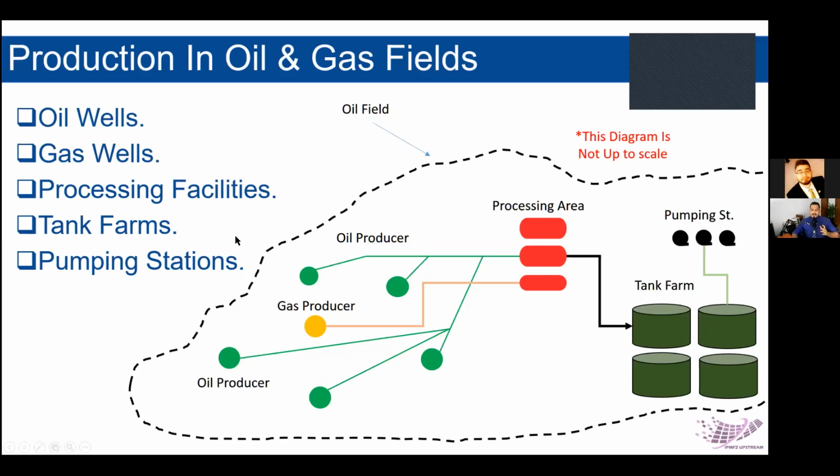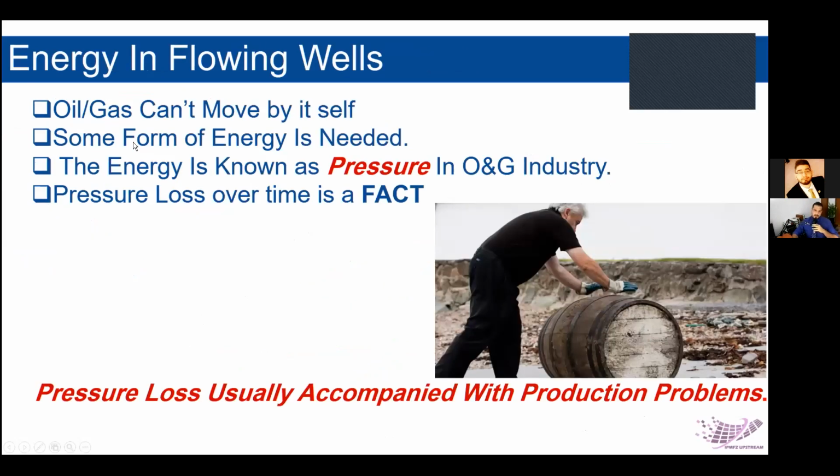Okay, so as production engineers, what we are mainly concerned with is these three. Well number one and number two, most of the time, like 99%, and sometimes the processing facilities come into play whenever you have an intriguing problem you need to solve. But mainly we production engineers, we live in both of these categories, which are the oil and gas wells.